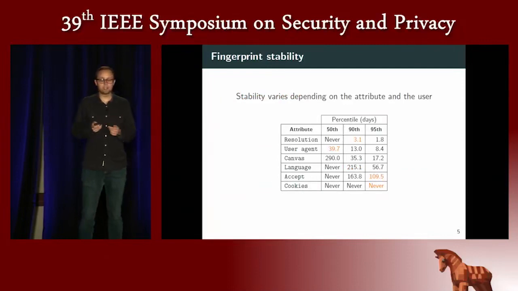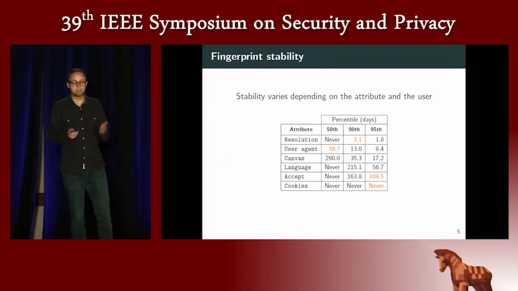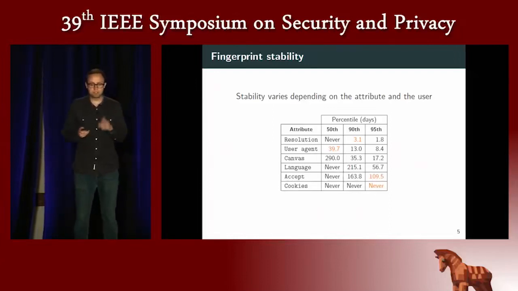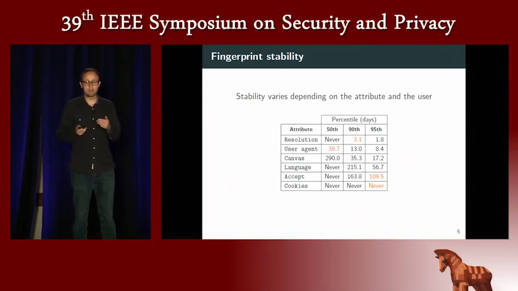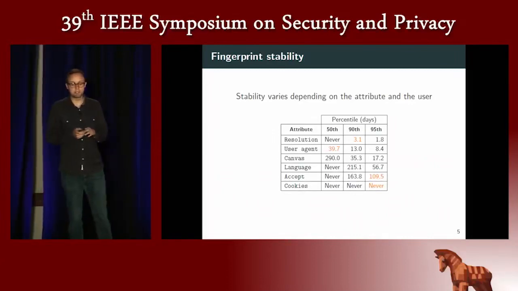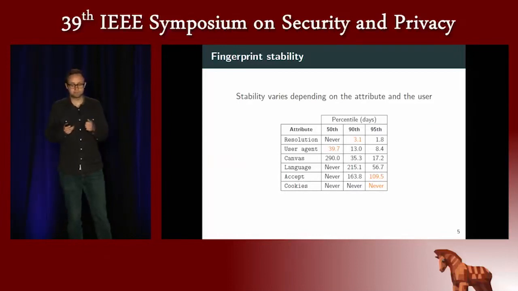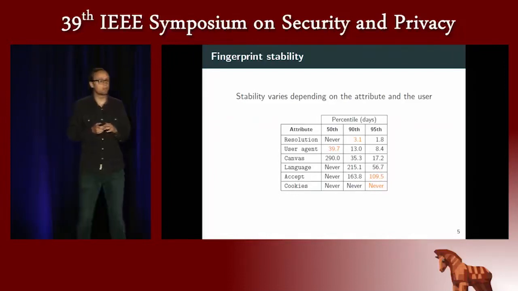Our first finding is about fingerprint stability. We show that stability varies depending on the attributes and on the user. In the table, we see for different attributes, such as the screen resolution, the time the attribute remains constant. For the screen resolution, half of the users, so the 50th percentile, have a screen resolution that never changes. And for other users, if we look at the 90th percentile, for 10% of the users that change more often, the screen resolution evolves every 3 days on average.